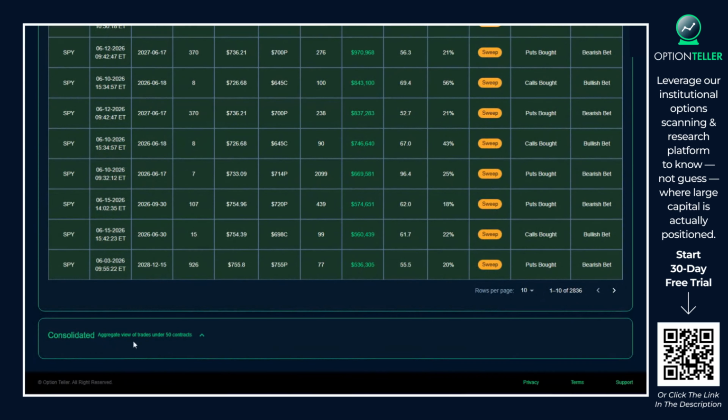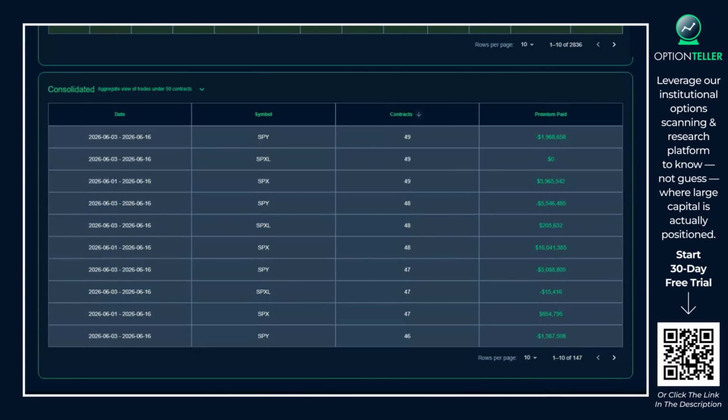The third row is the consolidated trades. Any trade with 49 or fewer contracts is grouped into one easy to read line. This column is the date of the trades. This column is the symbol. This column is the contracts that are traded. So these are all trades with 49 contracts traded. And the premium paid is the total net premium paid for all of the trades for 49 contracts in SPY.